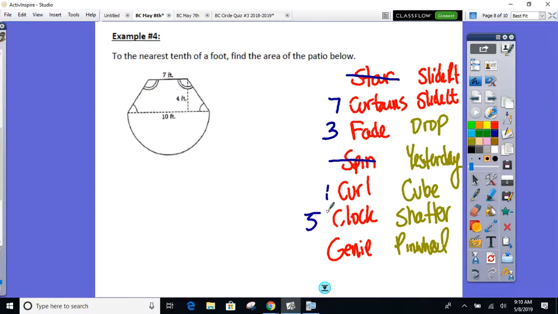Genies. Slide right. Slide left. Drop. Yesterday's one. Swing, I guess, both sides. Cubes. Shatters. Pinwheels. Okay, here we go. I feel like it's going to be one of them probably here. So, but we got curtains and Promethean Man. Ready?